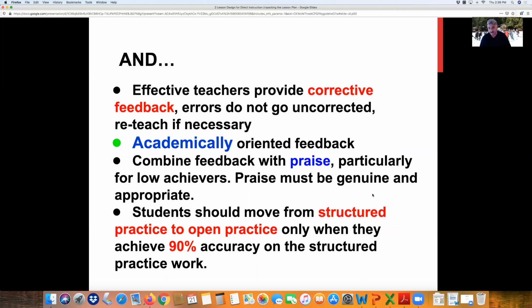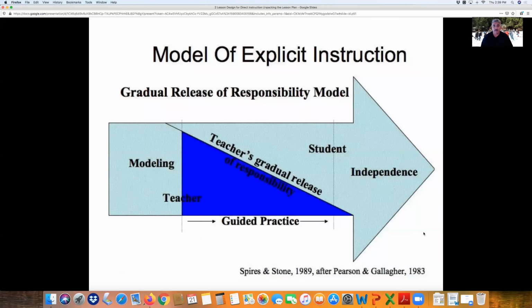You want to combine feedback with praise, particularly for low achievers. Praise must be genuine and appropriate. Students should move from structured practice to open practice only when they achieve 90% accuracy on the structured practice work. This is really a key part of the whole fully guided instruction approach.